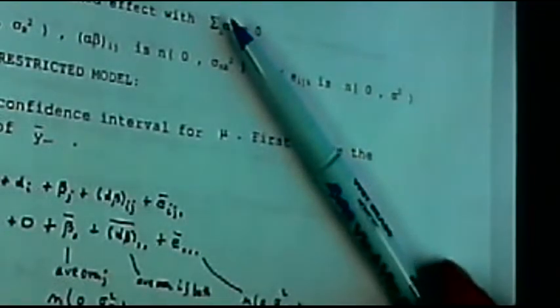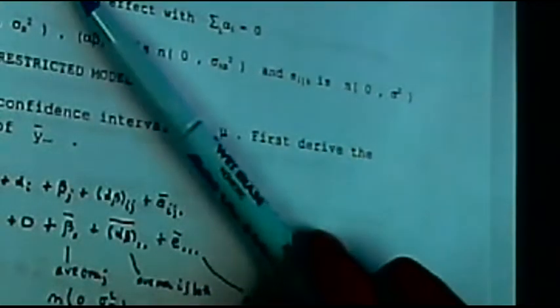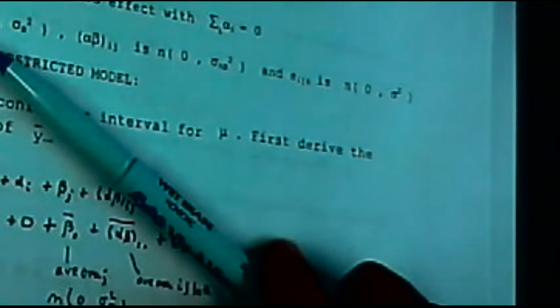Well, let's come to the hard questions then. Number 3. We have 2 factors, mixed model, A is fixed, B is random. So here's the model equation. And the alphas are constants, the betas are normal, the alpha betas are normal, and the e's are normal. So it says first derive the distribution of y bar triple dot.